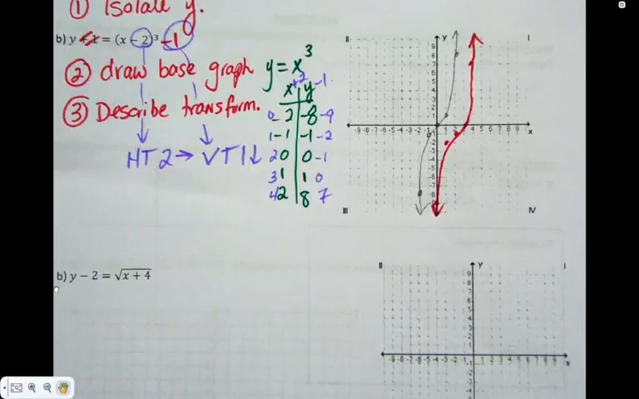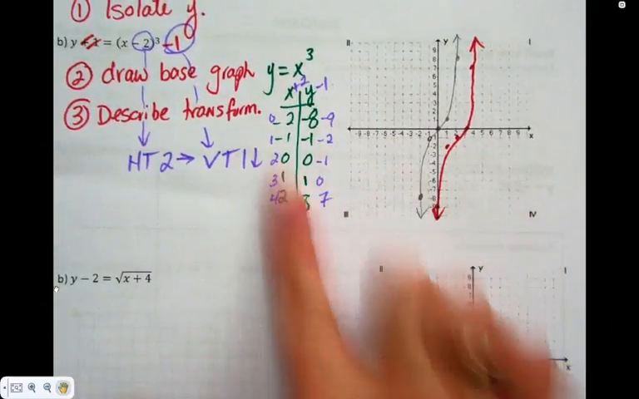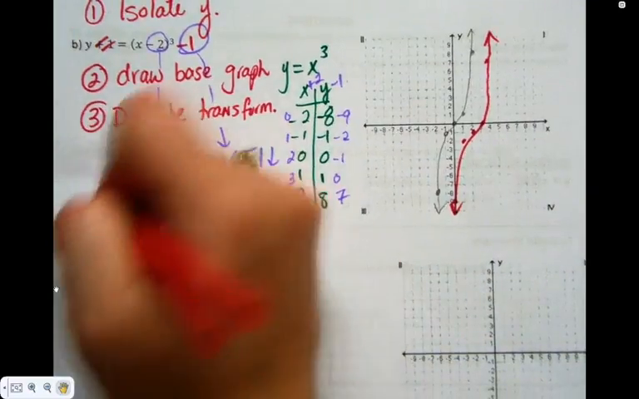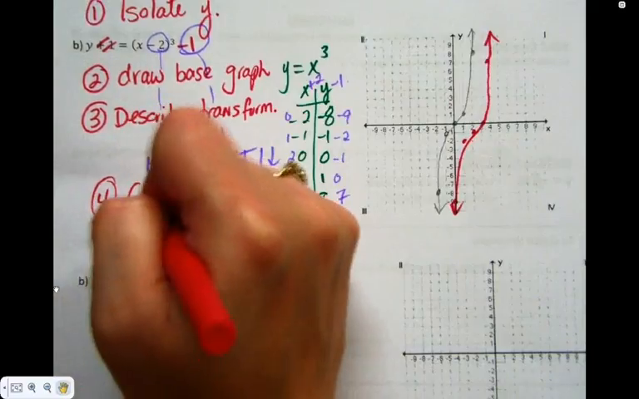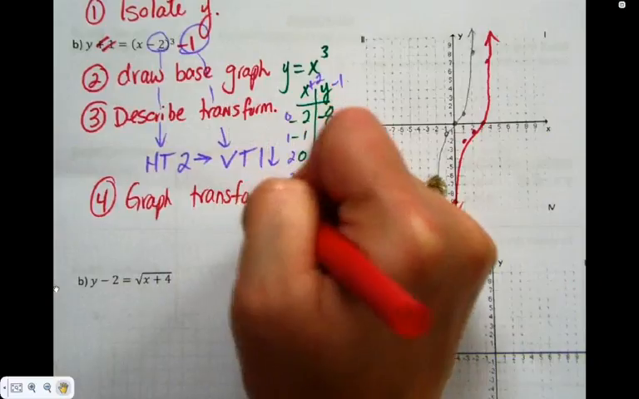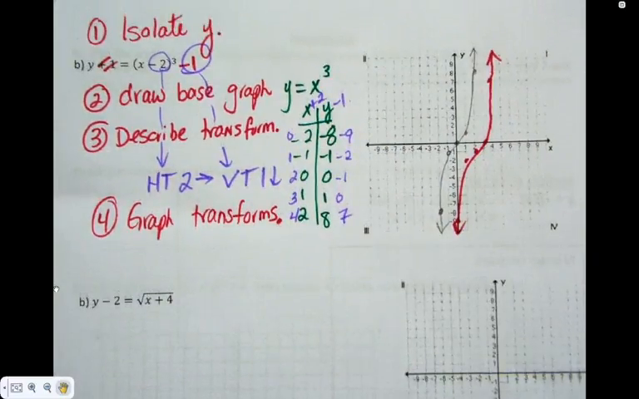Use whatever method works for you. If you like to count right off the graph, count off the graph. If you like to use the coordinates, use the coordinates. You don't have to use one over the other. Step number 4 that we just did was graph the transformations. How are we doing so far?